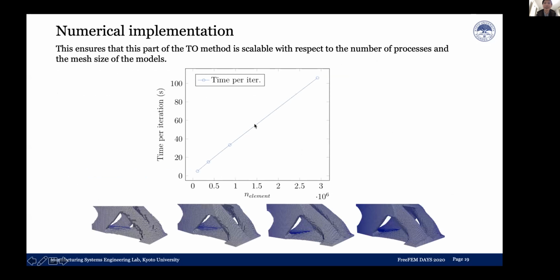Okay, so here we quickly demonstrate scalability analysis for the benchmark elasticity problem. So we use GAMG, and this preconditioner ensures that the system is scalable with respect to the number of processes and the problem size. So not surprisingly, we can see the runtime shows an almost linear behavior with respect to the problem size.